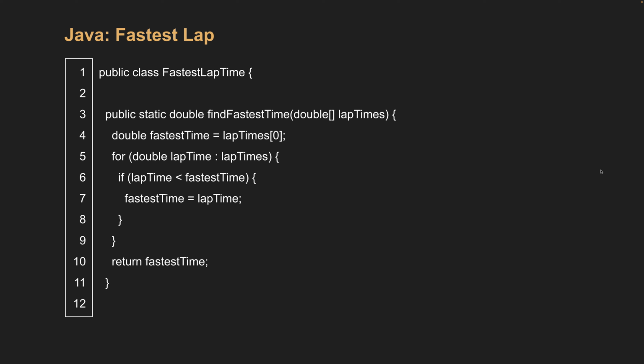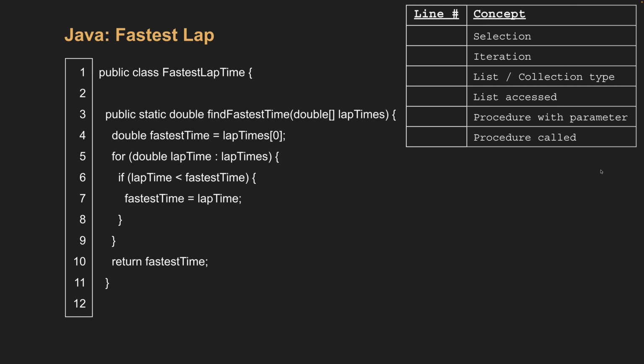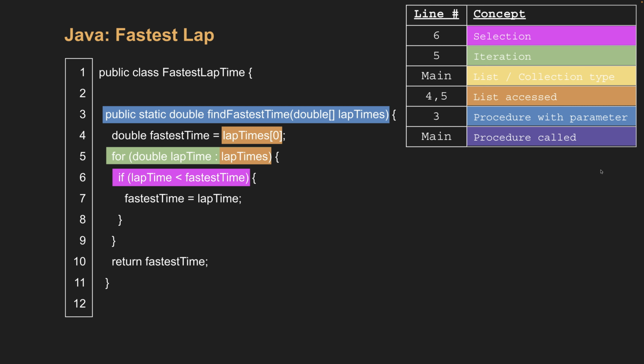So let's break it down. Is there selection here? Is there iteration here? Is there a list getting used or a collection type? Is that list getting accessed? Is there a procedure or a parameter here? Know that in Java, a procedure is called a method. So we see, where do they occur? So here's my procedure. Does it have a parameter? It does. Takes in lap times.